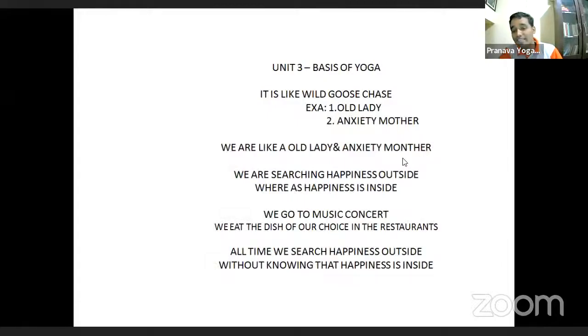So there is anxiety, and in that high speed of the mind, we are searching for our happiness everywhere when it is right in our arms, right within us. So happiness is being searched like that nowadays. We are like that old lady and anxiety mother. We are searching for happiness outside, whereas happiness is inside. We go to a music concert, we eat the dish of our choice in restaurants all the time. We search for happiness outside without knowing that happiness is inside.